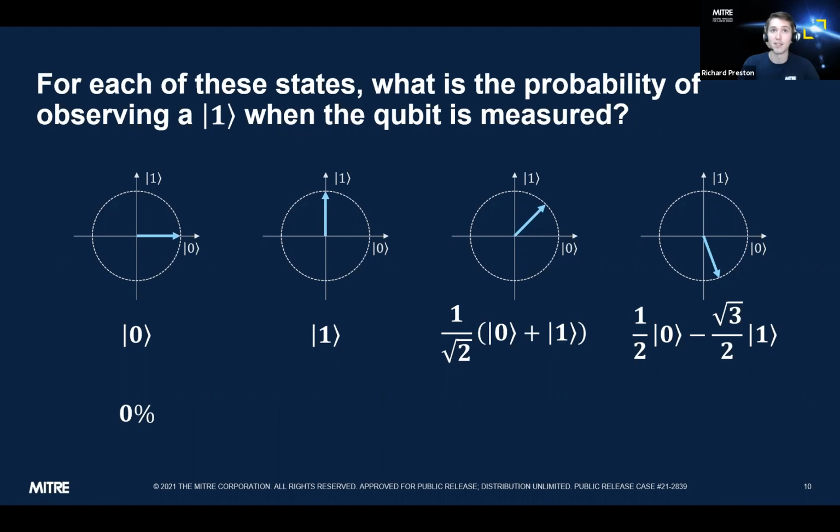Okay, the second one, again, pretty easy. It's a 1. The qubit is already a 1. It's not in a superposition. I can measure it a million times and I'm always going to get 1. So the probability that it measures 1 is 100%. Okay, now here's where it gets tricky. What's the probability of measuring a 1 with this qubit here at 45 degrees?